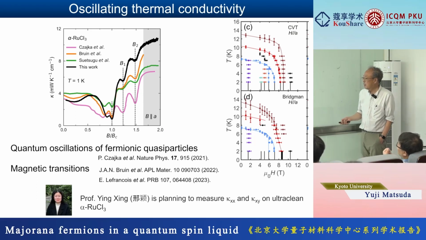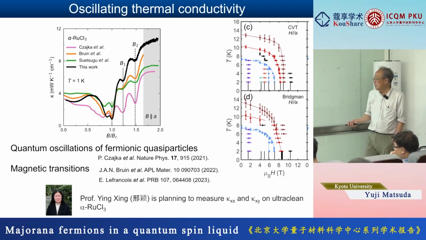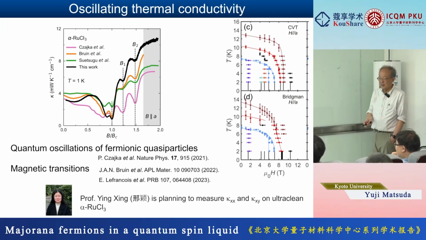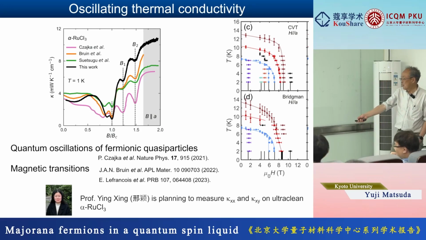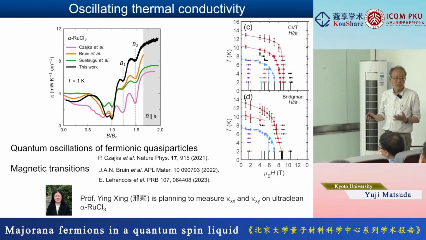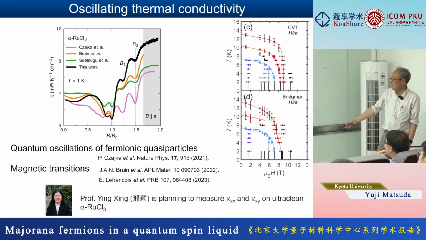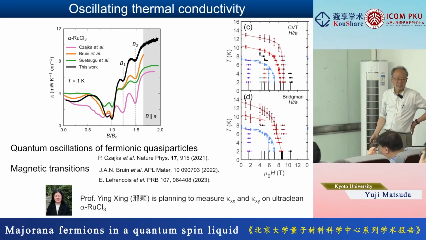Recently, the visiting professor, who got a PhD at your laboratory, is planning to measure kappa xy and kappa xx on ultra-clean alpha-RuCl3. We have succeeded in growing ultra-clean alpha-RuCl3 by using a sublimation technique. In our crystals, there is no signature of magnetic order, and the specific heat jump at the Néel transition is very sharp and very large.